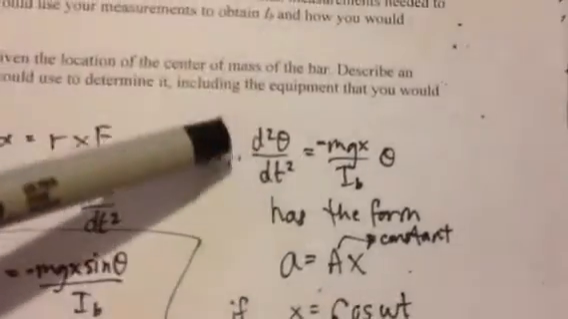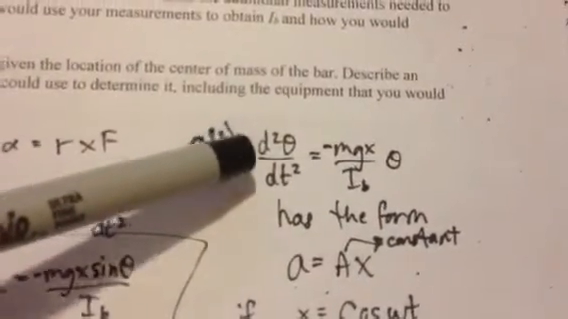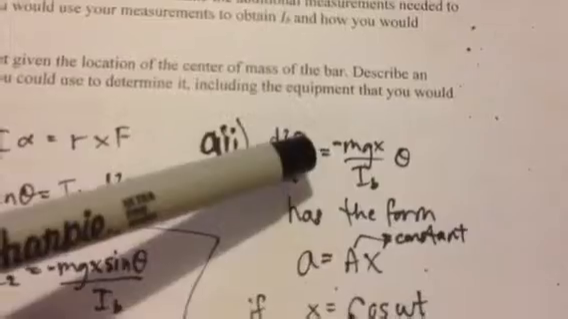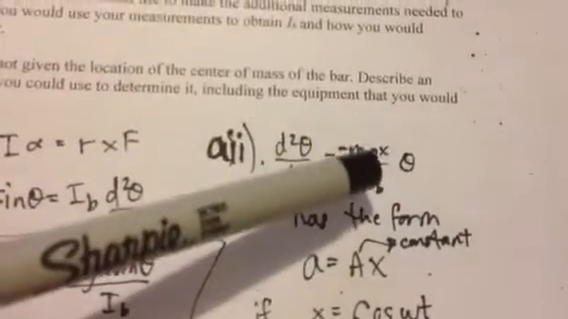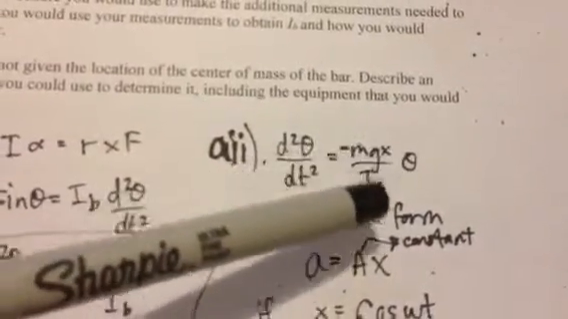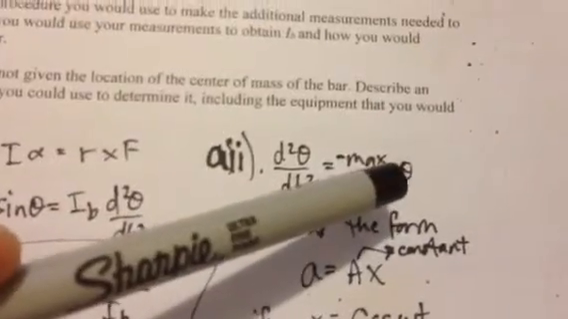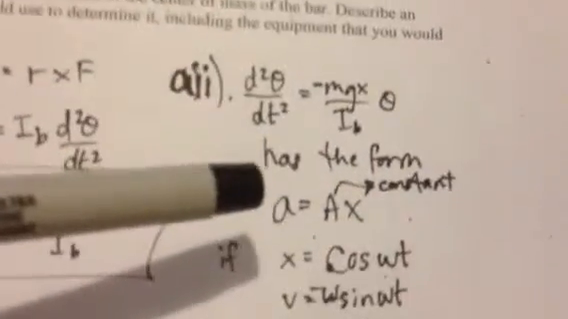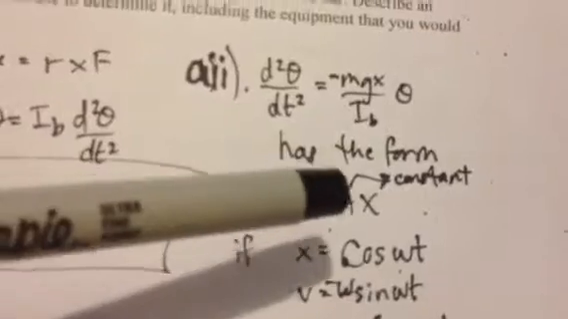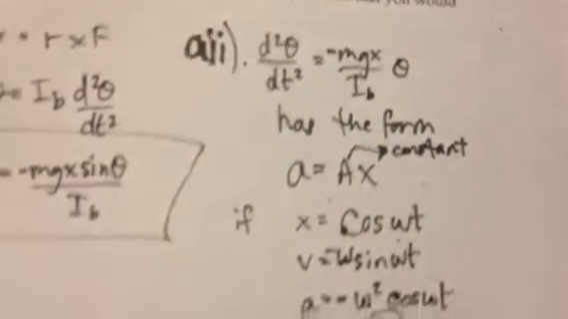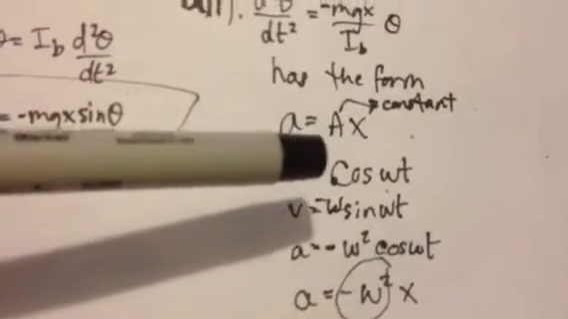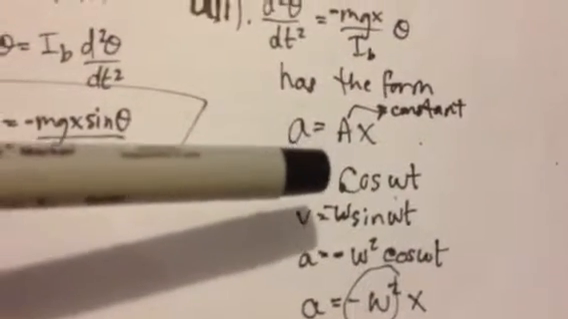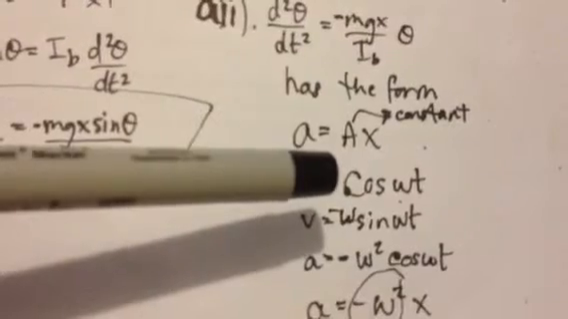But if you look at the form of this equation that you just found in part 1, this is an acceleration equals some constant, all of those make up a constant, those are all constant values, times the position. So it has the form of acceleration equals constant times position. Well, this is periodic motion, so the general form of periodic motion is x equals cosine omega t. Sometimes you see it with an A in front of it for the amplitude.